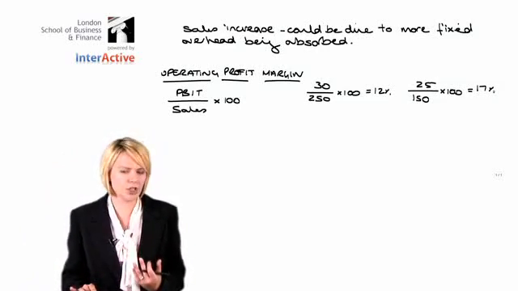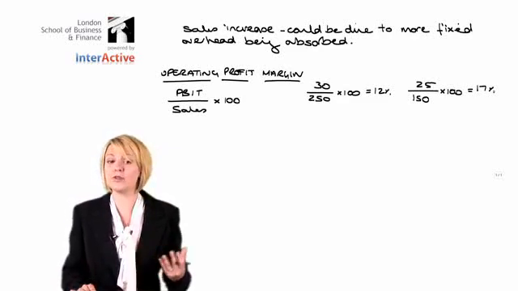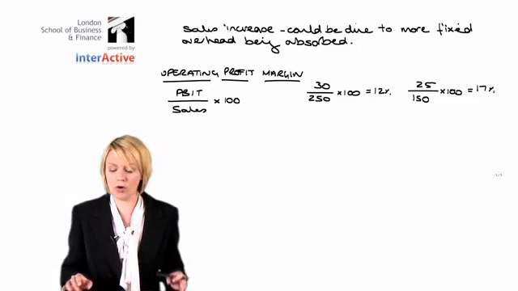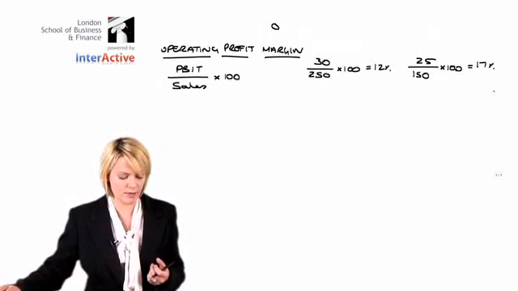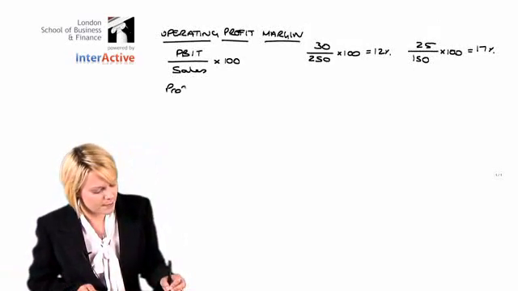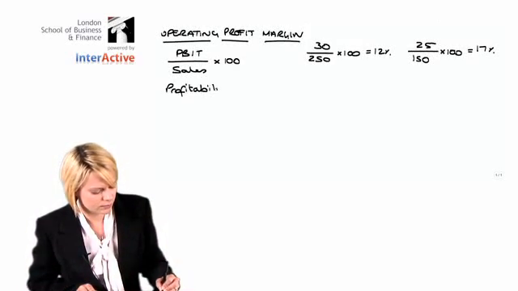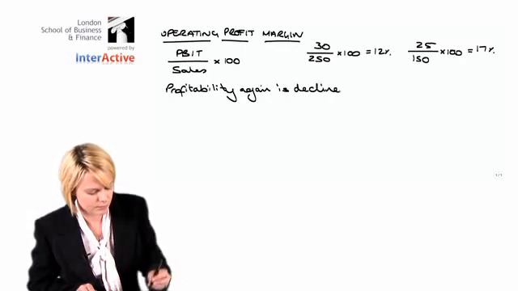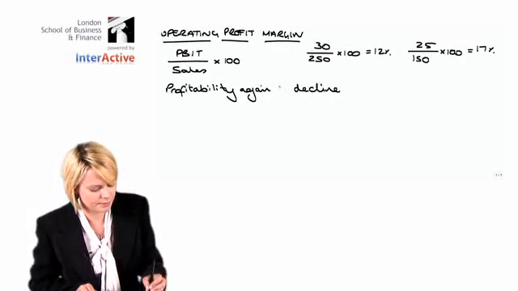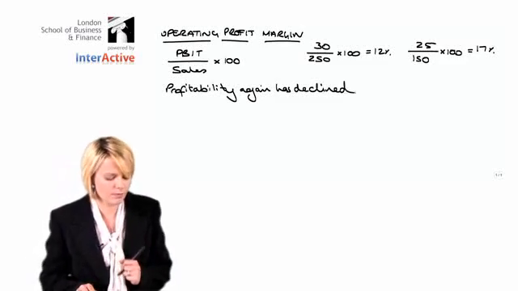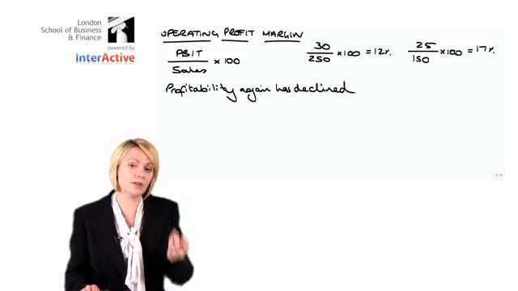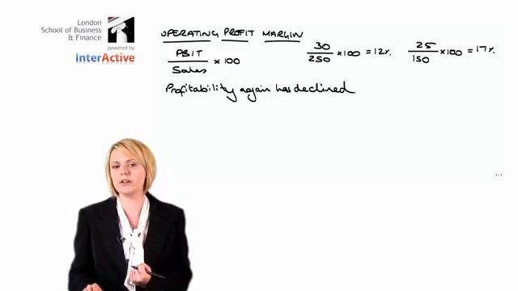Comparing this profit margin to last year, do you think profitability has increased or declined? Well, of course, it's declined once more, hasn't it? So profitability, again, has declined. Okay, and that's because of the fall in the operating profit margin.